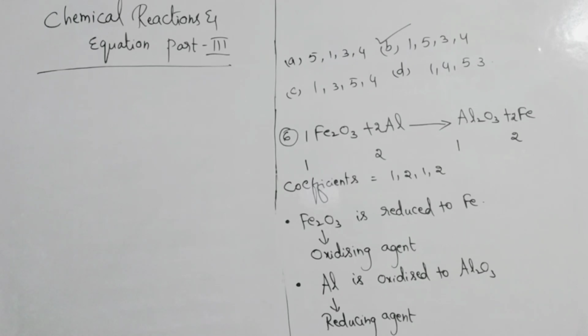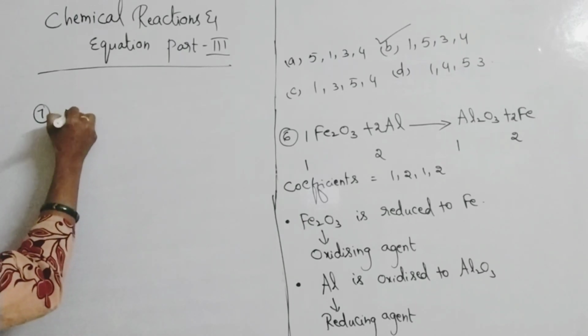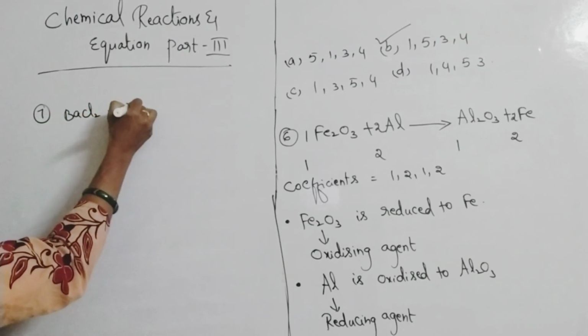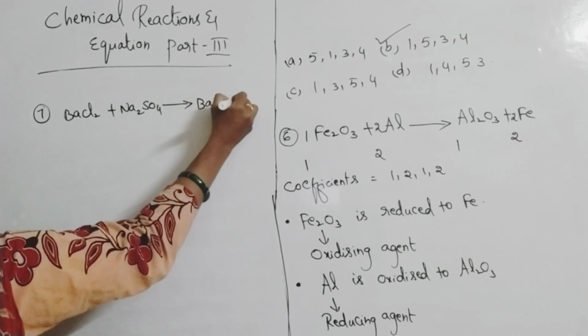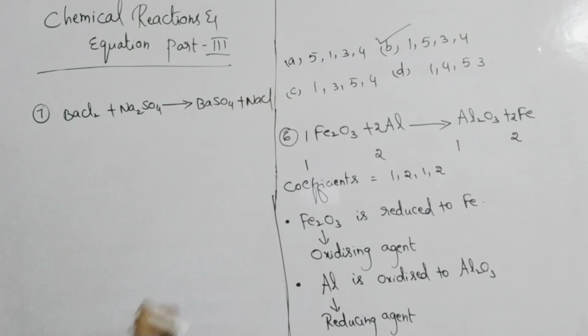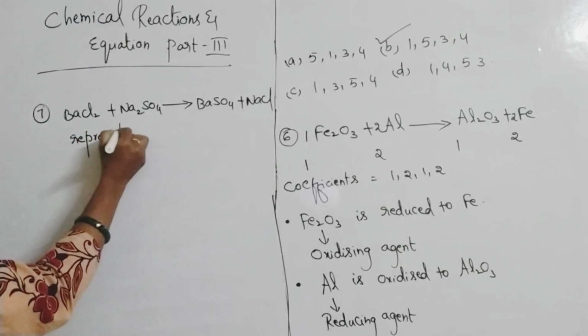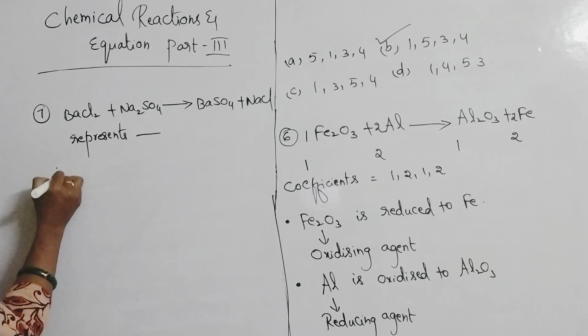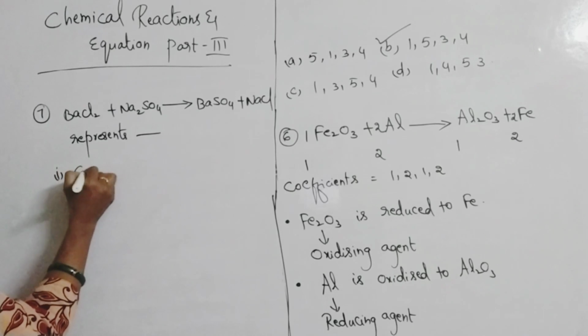BaCl2 plus Na2SO4. 7th question, BaCl2 plus Na2SO4 gives rise to BaSO4 plus NaCl. Okay, this is the equation given to you. Okay, now this equation represents dash type of reaction. Okay, the first option given, number 1, is combination reaction.